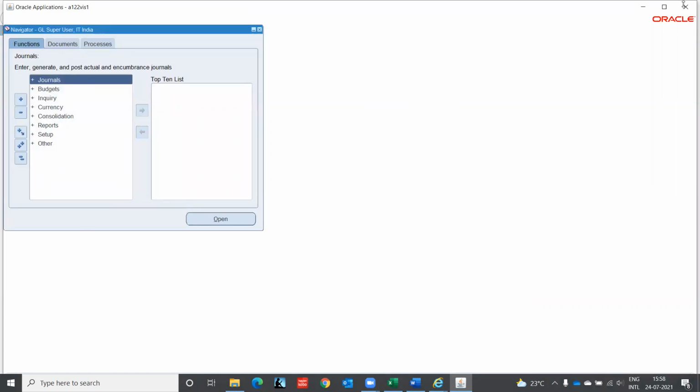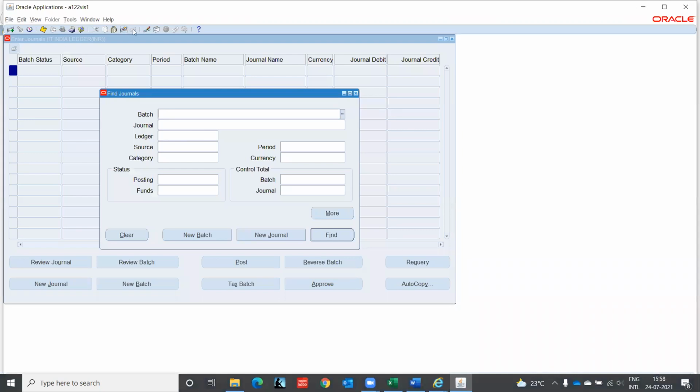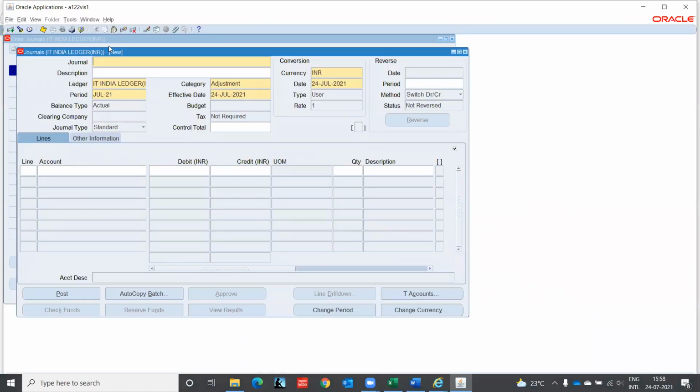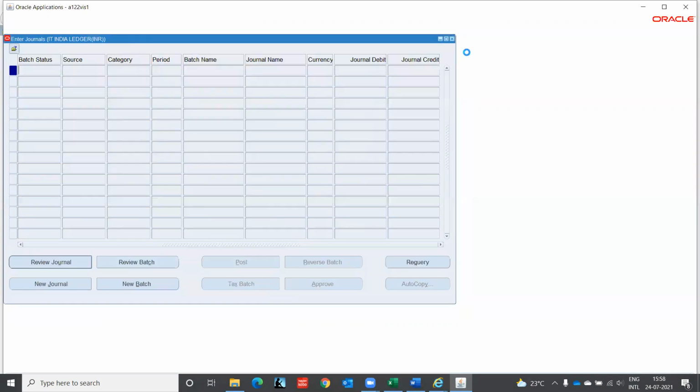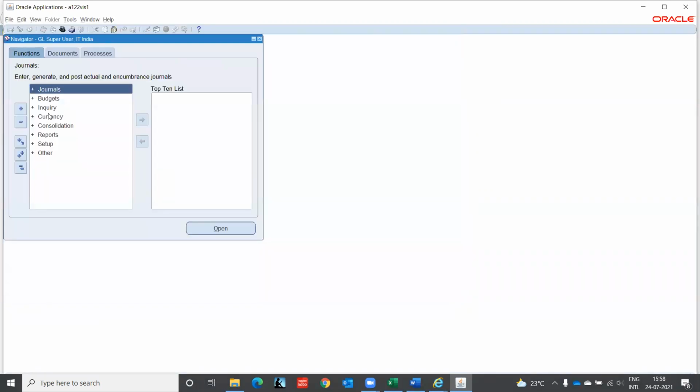So this Java form will open. Here you have to click the new journal entry, and you can book the journal entry, debit, credit, all this. So this is one part. This is called access of responsibility, a particular activity. I want to book a journal. I can do a budget entry also.